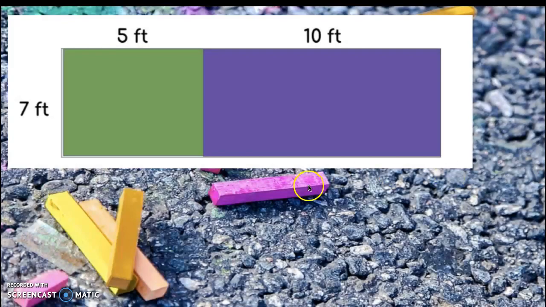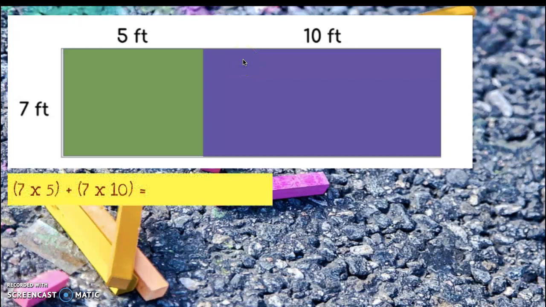Now, this rectangle is a little bit different, but it's still the same because all we did was break it down into smaller parts. So we have 7 feet for our width, 5 and 10, which 5 plus 10 we know is 15. So it is a total length of 15, but we just broke it down into 2 smaller parts. So how are we going to write this equation? Well, we're going to do our width of 7 times our first green area of 5 feet. So we're going to write that in parentheses first. Then we're going to move over and do our 7 times 10.